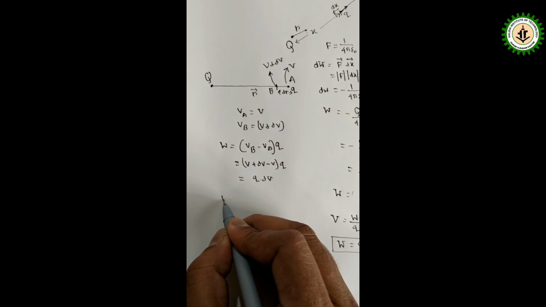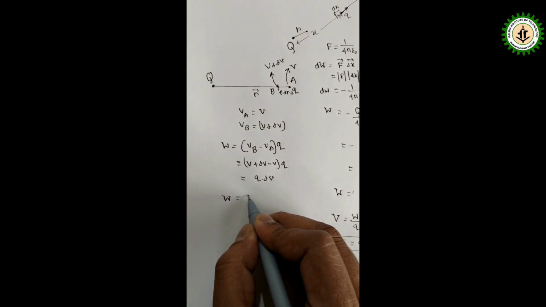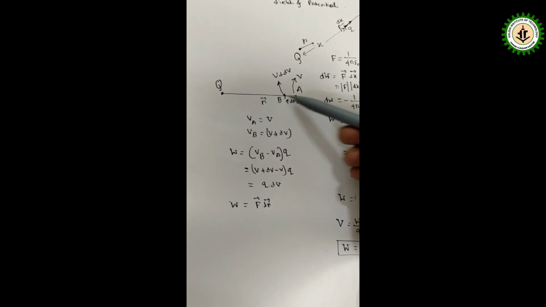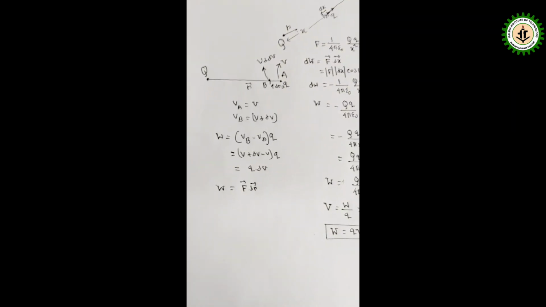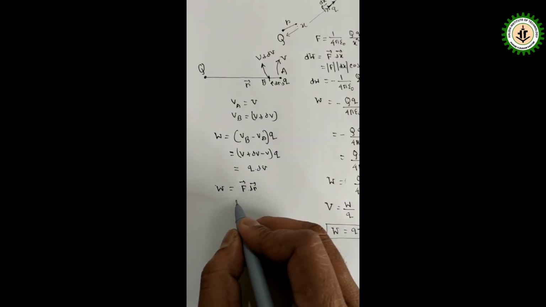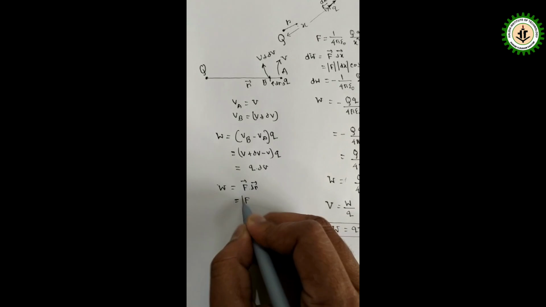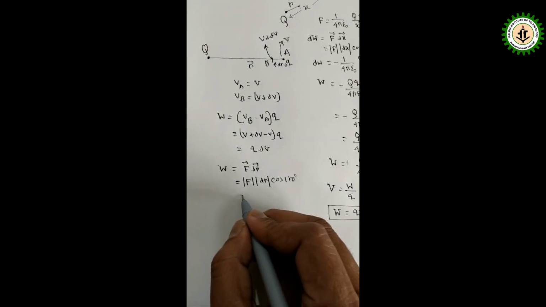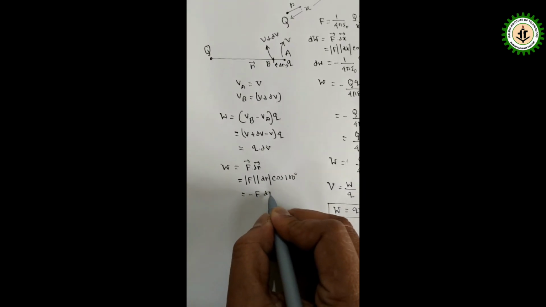Now if I recall the very basic concept of work done, what do we know? Work done equals force into displacement, so basically F dot dr. Now when the charged particle moves along this direction, the force is acting in the opposite direction, because when the charges are the same, there will be an electrostatic repulsive force. So obviously the angle between force and displacement equals 180 degrees. So I can write mod of F into mod of dr into cos 180 degrees, and that is nothing but minus F into dr.